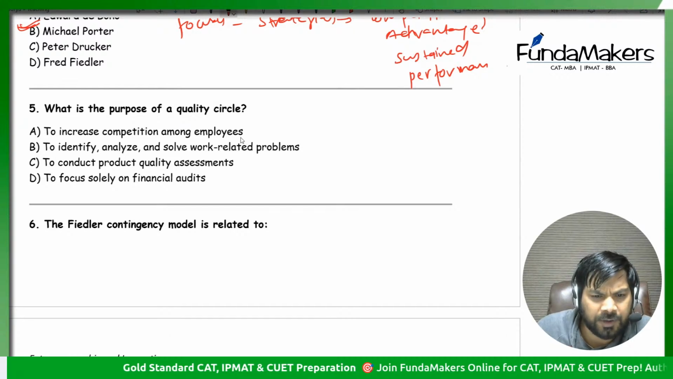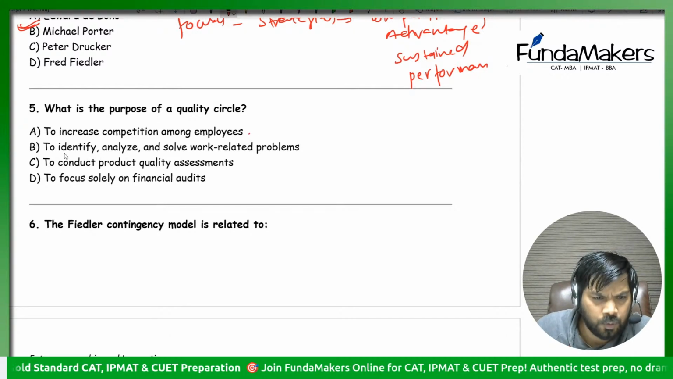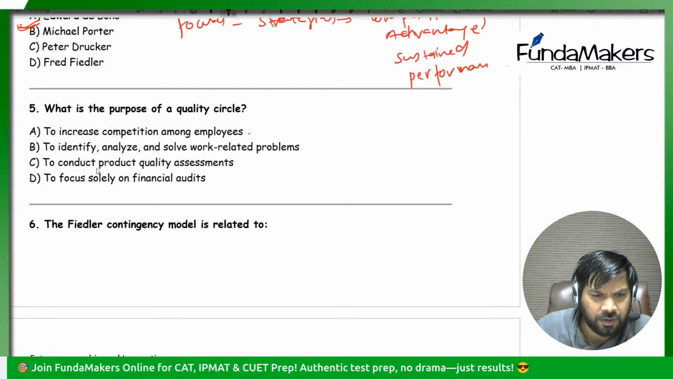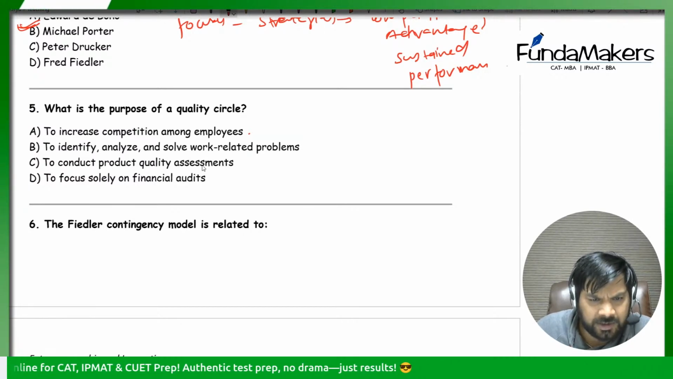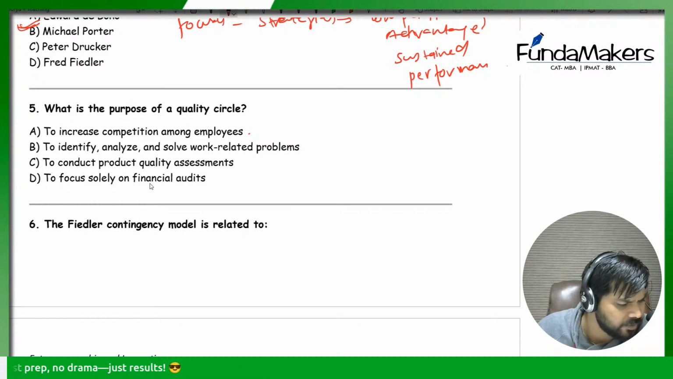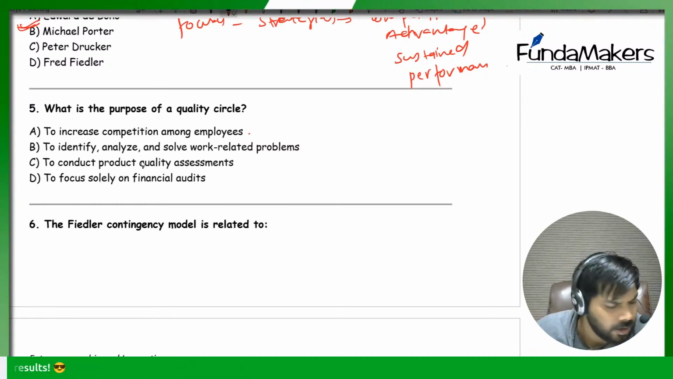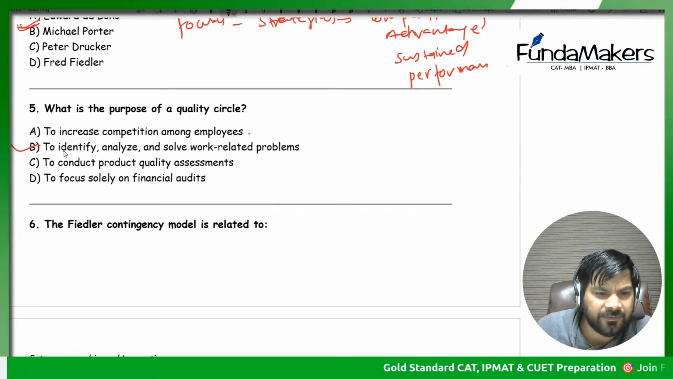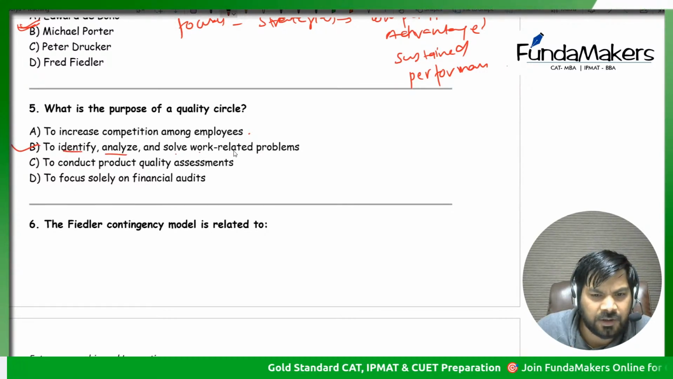To increase competition among employees, to identify, analyze, and solve work related problems, to conduct product quality assessments, or focus solely on financial audits? This is a very easy question for anyone who has done BBA, maybe. The correct answer is B. The purpose of quality circle is to identify, analyze, and solve work related problems.